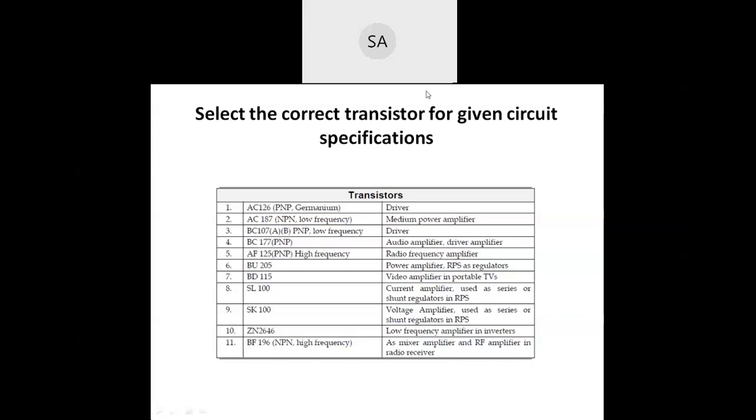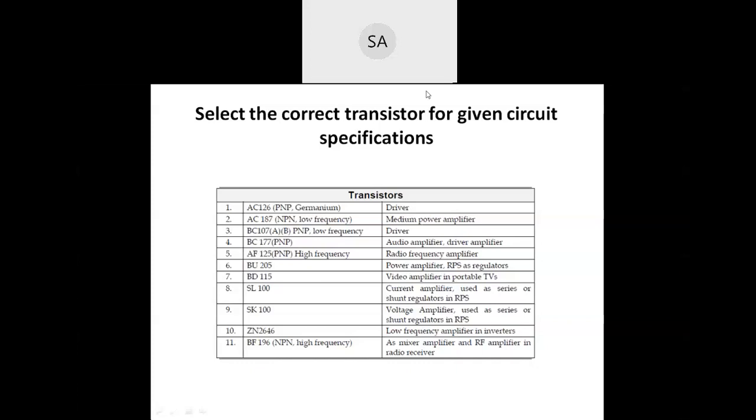And BU205 for power amplifiers, and BD115 for video amplifiers in portable TVs, that is, we will use in the TVs, the portable TVs video amplifiers. And SL100 current amplifiers used as series or shunt regulators in RPS. So we will use it in the RPS. And SK100 voltage amplifiers used as series or shunt regulators in RPS.